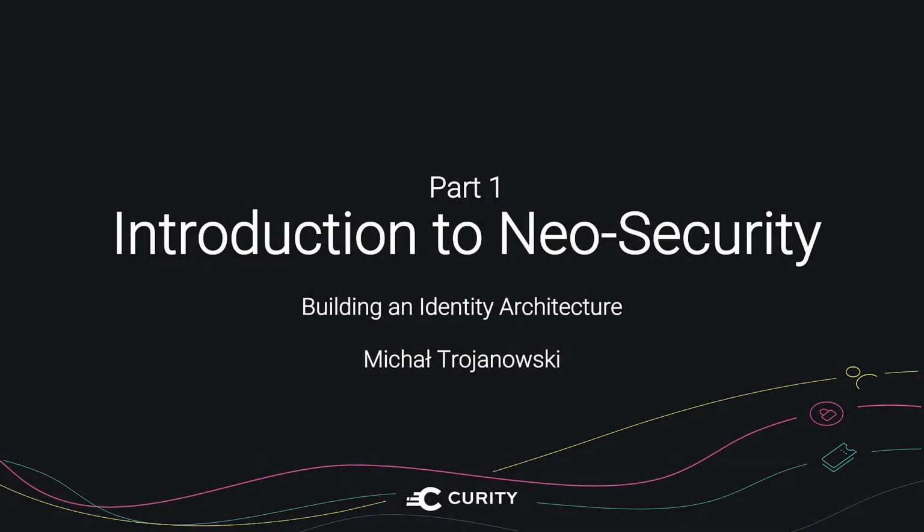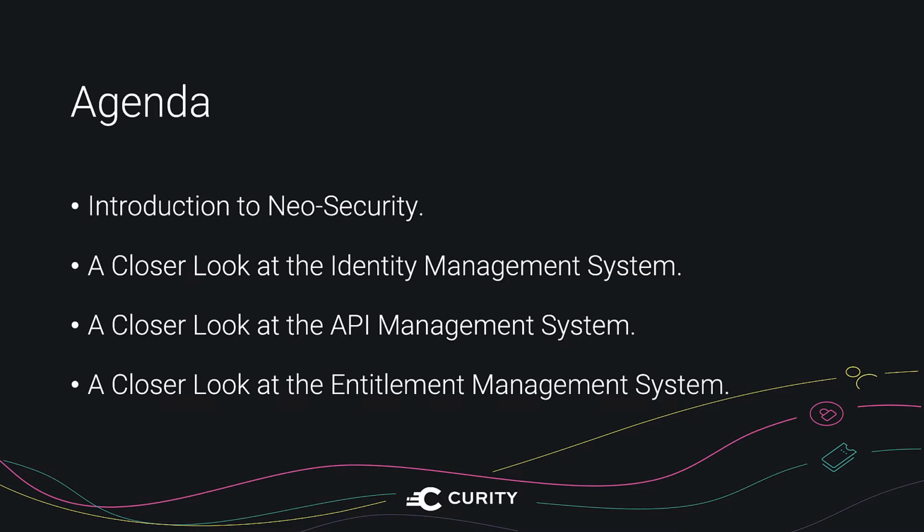Welcome to part 1 of the course Building an Identity Architecture. This part is an introduction to the neo-security concept. We'll focus on introducing you to the concept of neo-security and then taking a closer look at the three main parts of a system which adheres to it. These are the Identity Management System, the API Management System, and the Entitlement Management System.